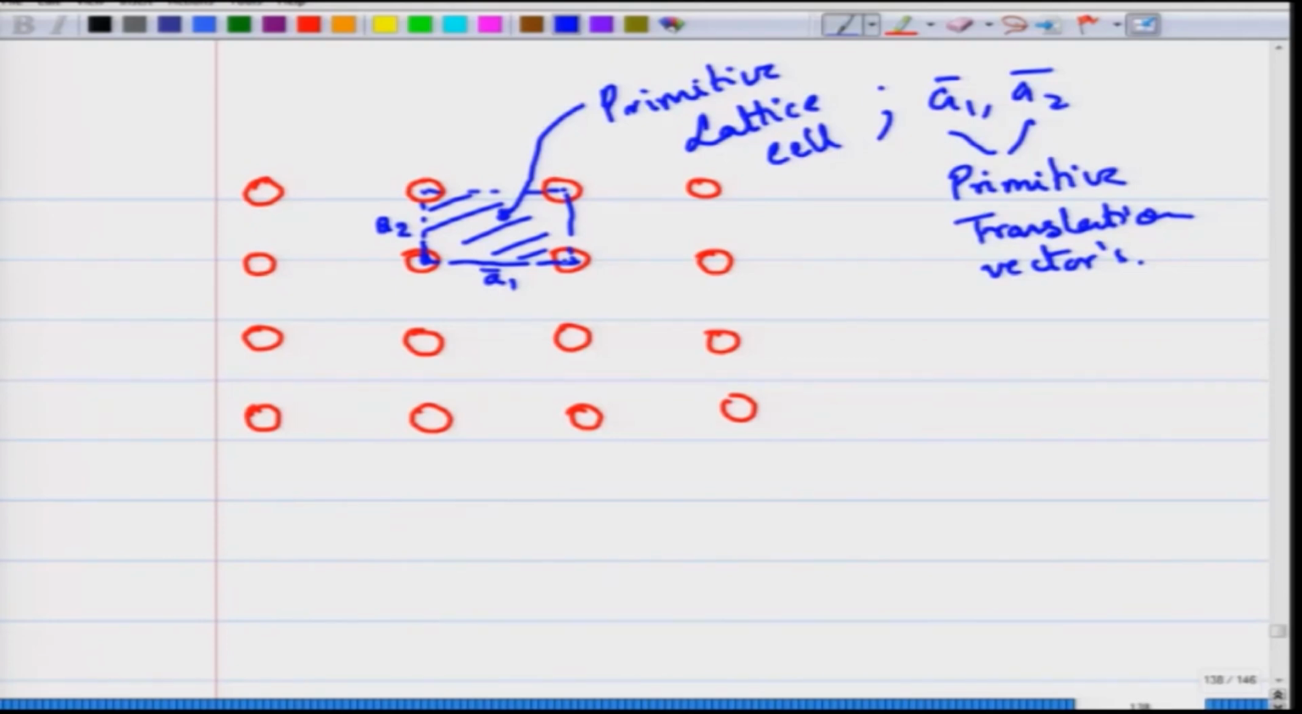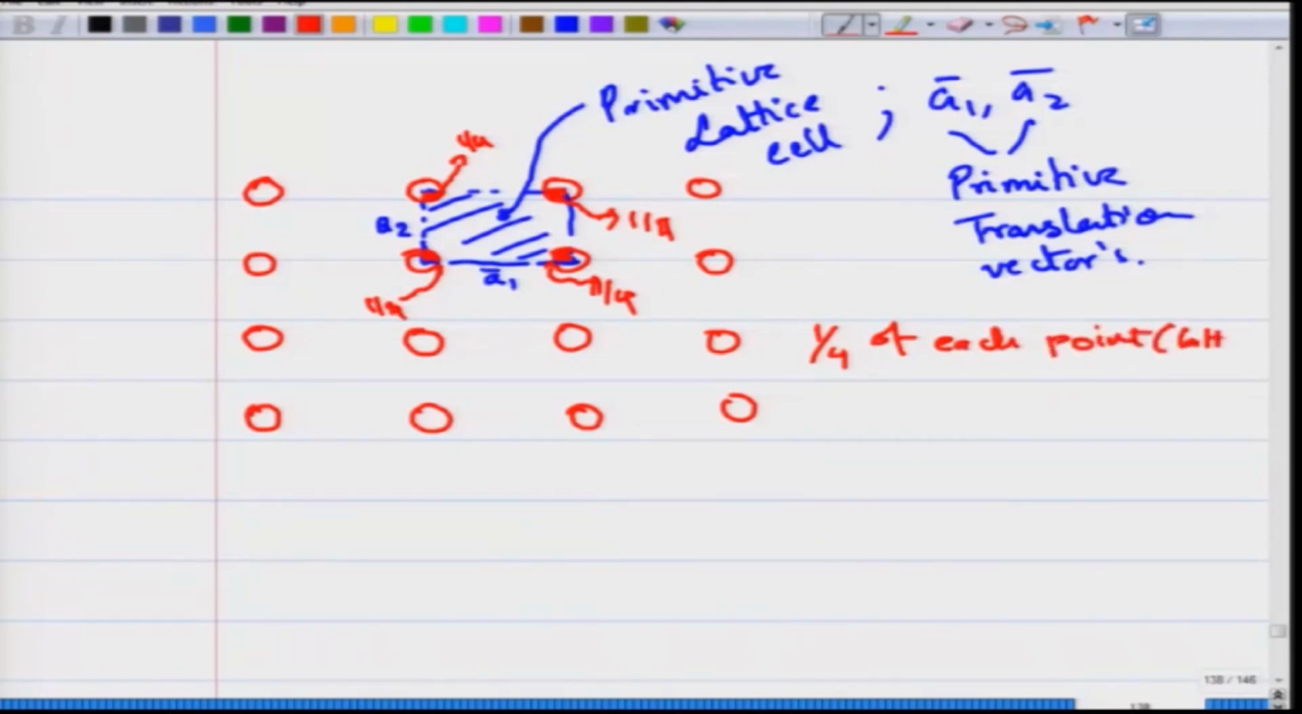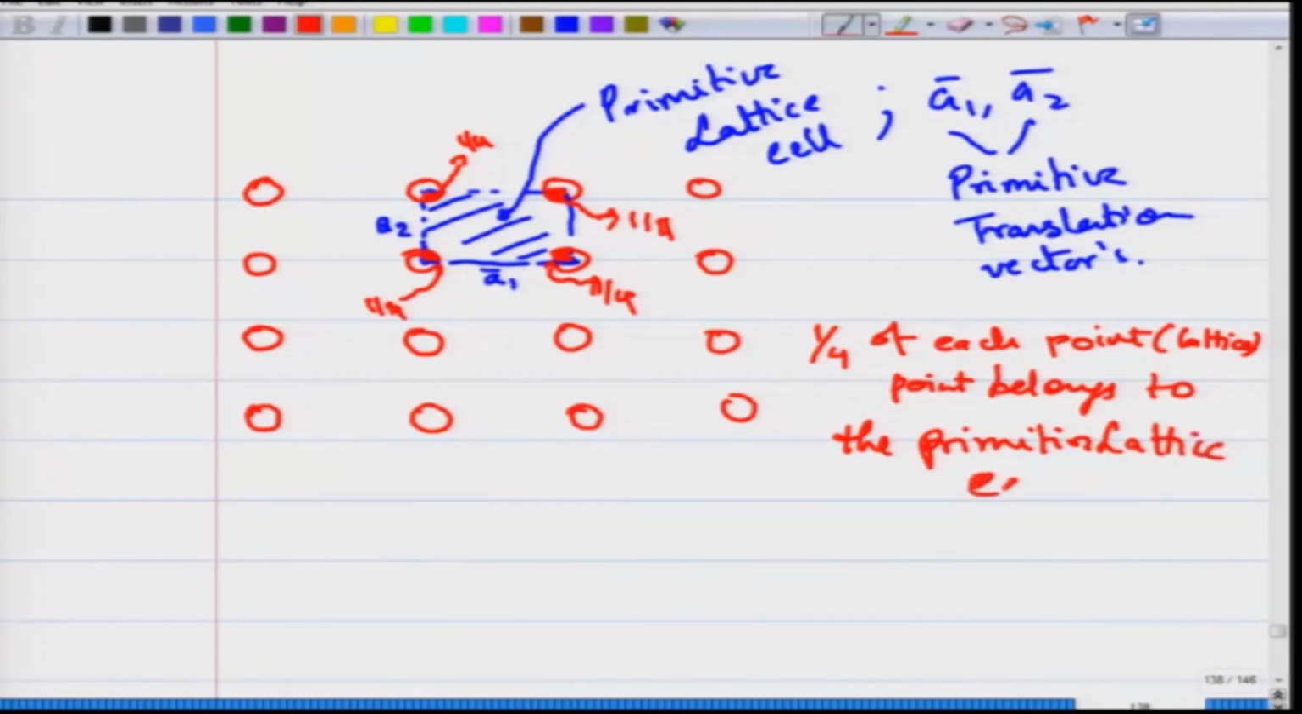Now, if you look at this primitive cell, you can see that out of each circle only a quarter actually belongs to it. So this is one quarter, this is another quarter, this is another quarter, and this is another quarter. One quarter of each lattice point belongs to the primitive lattice cell. You can clearly see that it is only a quarter of each which belongs to the primitive lattice cell, and there are 4 such points inside this, which are contributing.